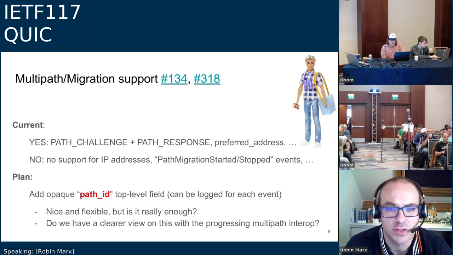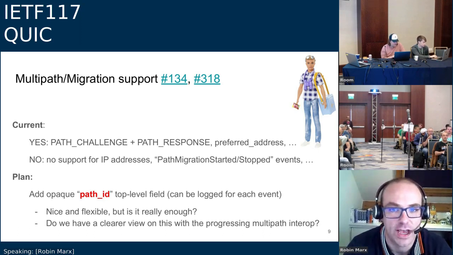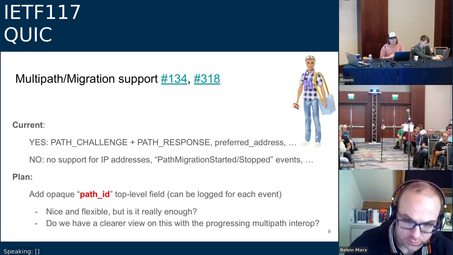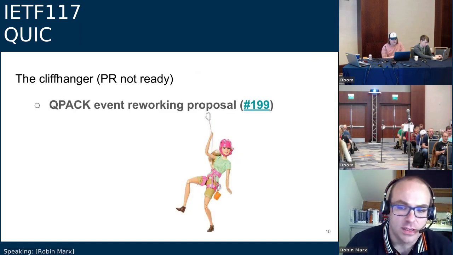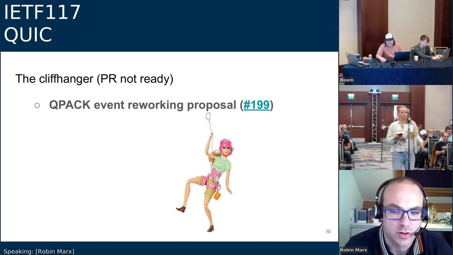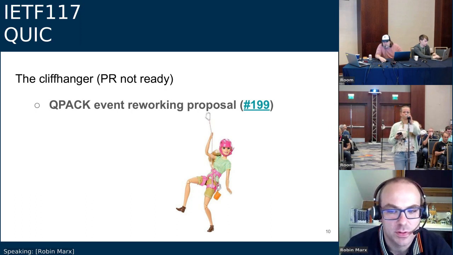However, if we don't get any more concrete feedback, hopefully from people currently implementing multipath and doing the interop for multipath, I would be very interested in knowing how you are currently debugging this internally and what we might learn from that. If that doesn't arrive by the next draft, we will just have the path ID and move on to other things. Finally, one of the big open items is the QPACK event reworkings. We had hoped to get something proposed for this time as well.